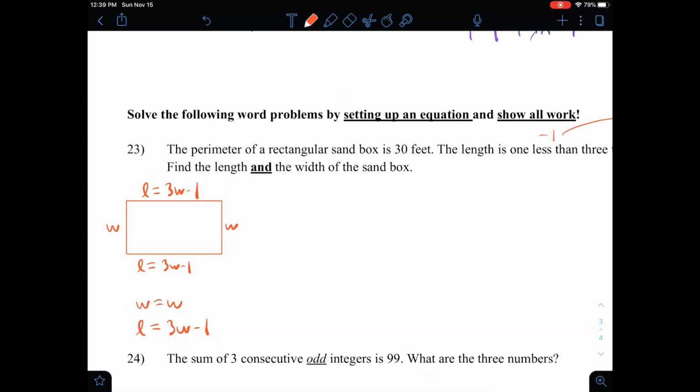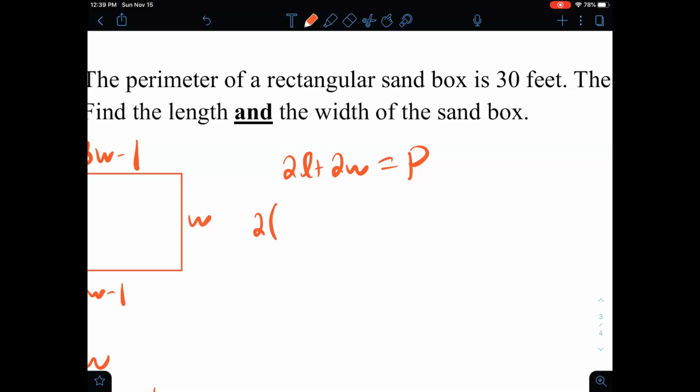And why do we do that? Well, the formula for perimeter of a rectangle is 2L plus 2W equals P, right? The problem with that is that we can't solve something with 2 variables. So if we did 2L plus 2W equals 30, which is the perimeter, how do you solve that? If you solve that, you would get L by itself, which you would still have W to deal with, which is kind of clunky. So what we need to do is we're going to take that L and replace it with 3W minus 1. Then we can solve that because we'll have one variable, which will just be W.